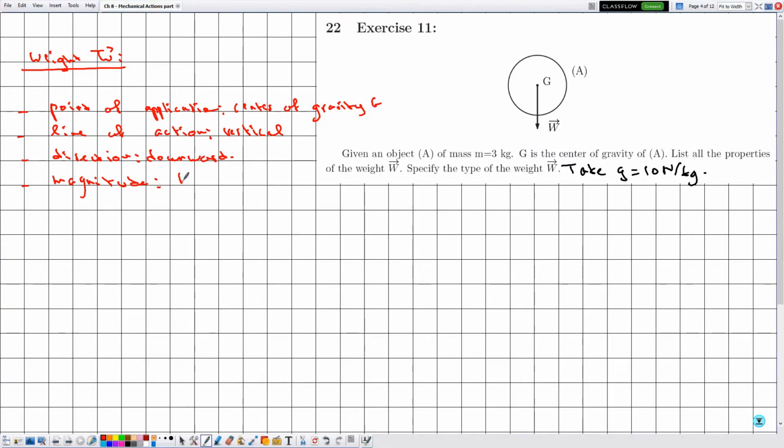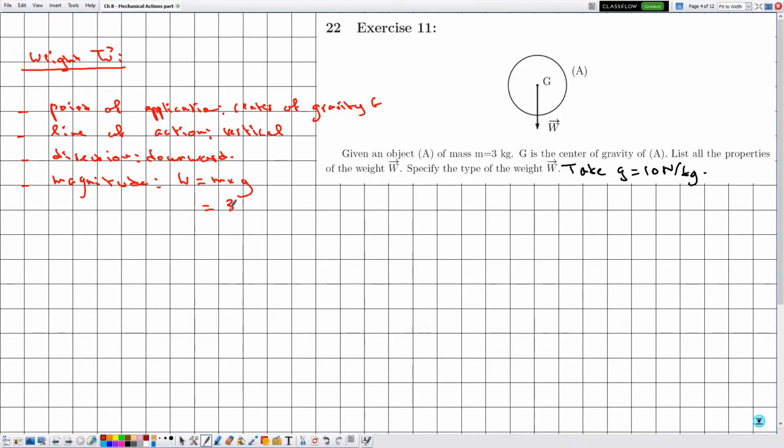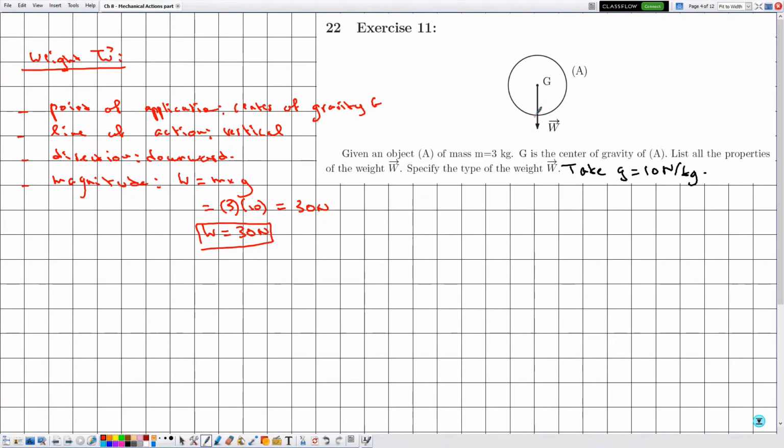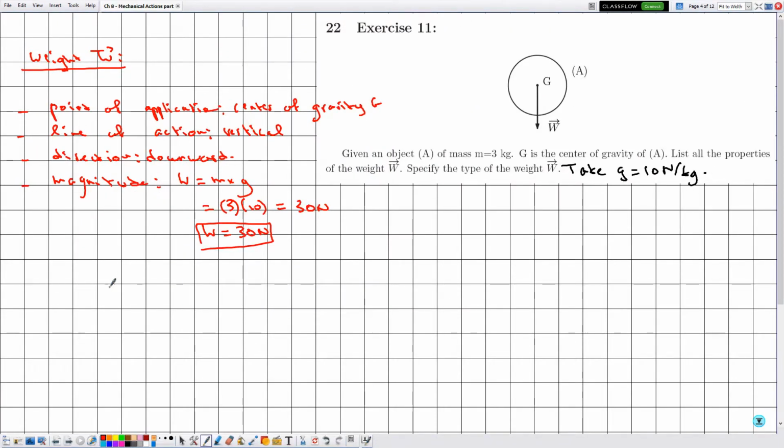So W is equal to M multiplied by G. We don't forget to write the formula because this usually gives half a mark. Then 3 multiplied by 10, everything is in SI, which gives 30 newtons. So in this case, the force of interaction between the weight and the Earth is worth 30 newtons, and it's being applied at a point G vertically downward. It's always good or convenient to give the force the following description: the force exerted by a body on another, and also to mention the mathematical properties.